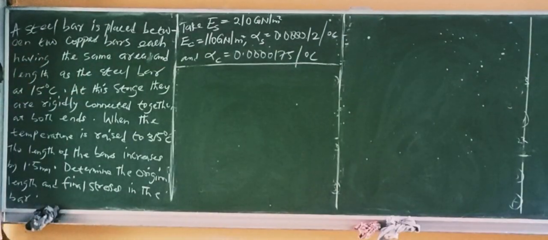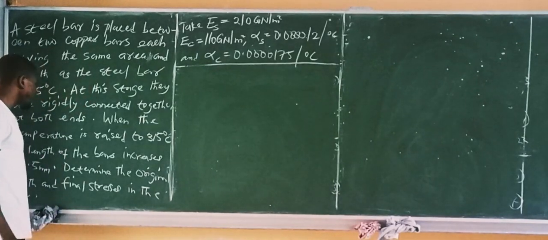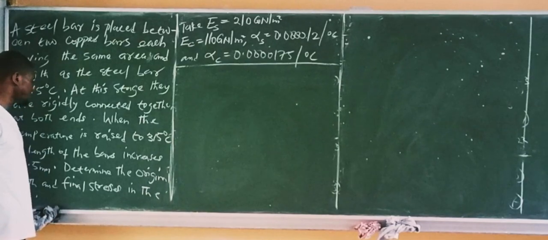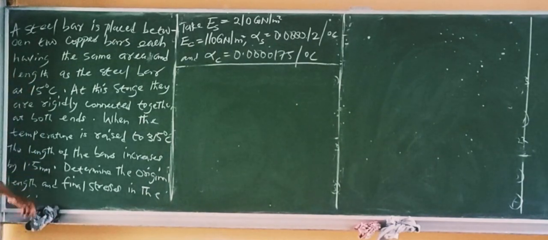Alright, so the next question says we should determine the original length of the bar. Okay, so we are given an increase in length due to the temperature of 215 degrees Celsius. There was an increase in length of 1.5 millimeter.